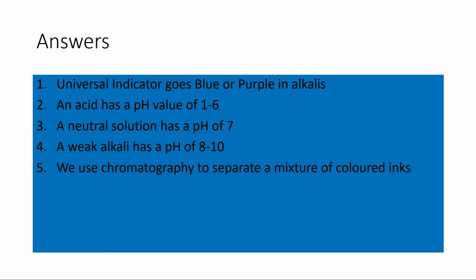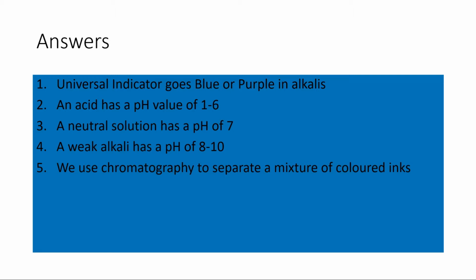Question 1, universal indicator goes blue or purple in alkalis. Remember doing the test with universal indicator paper, it goes blue or purple. Question 2, an acid has a pH value of 1 to 6. If you've put any number in that range, it is correct, but the range is 1 to 6. A neutral solution has a pH of 7. If we remember, the pH paper turns green, but green isn't the pH. The number is the pH, so the pH is 7.